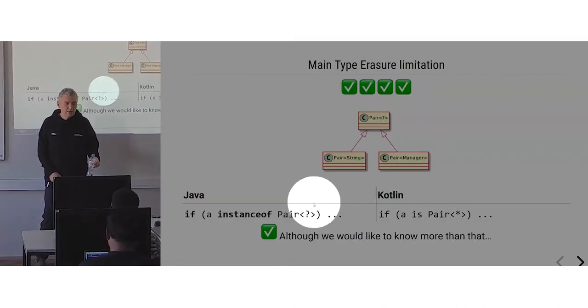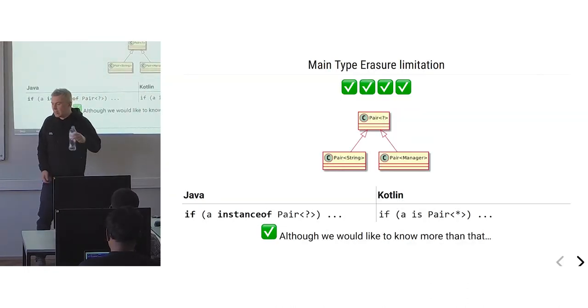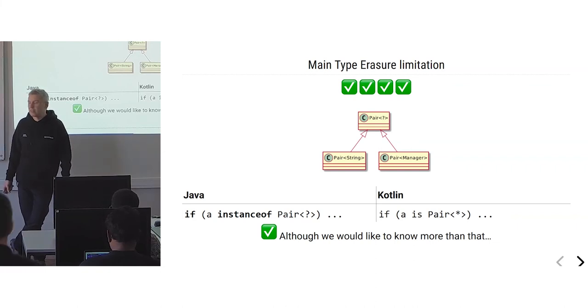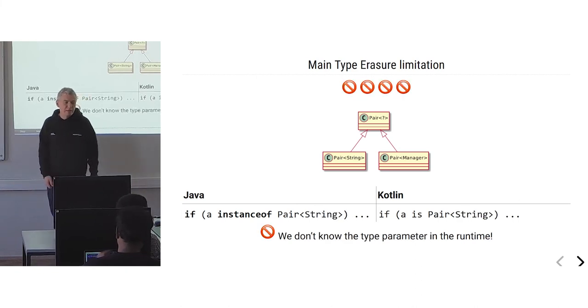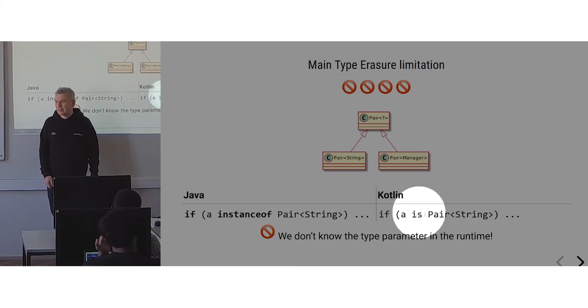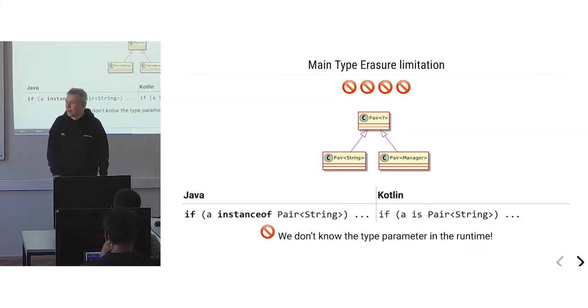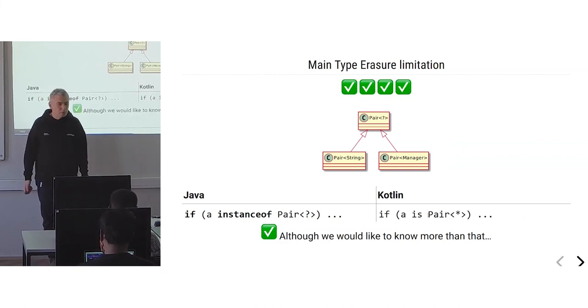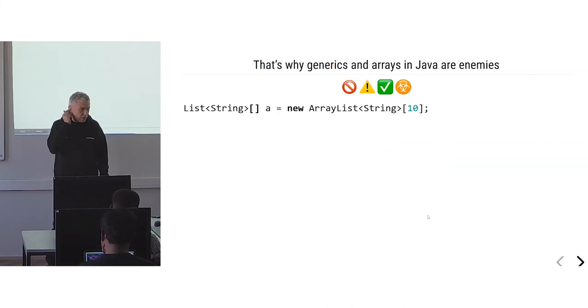And of course, in runtime, we know that it's a Pair, or it's a List, or it's another type. But we just lost information about type parameters. So please remember, don't be tempted to write like this. You might be tempted, but it won't allow you. So now you know why it won't allow you to write like this. Okay.